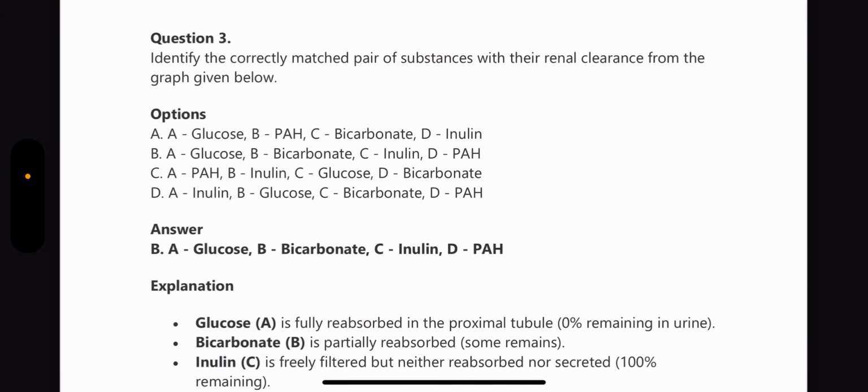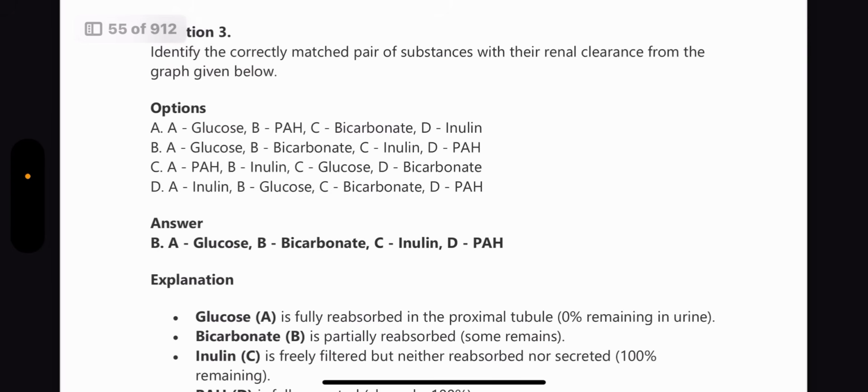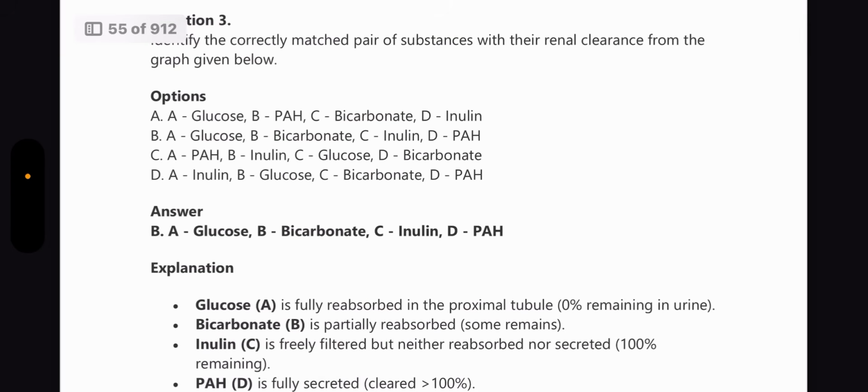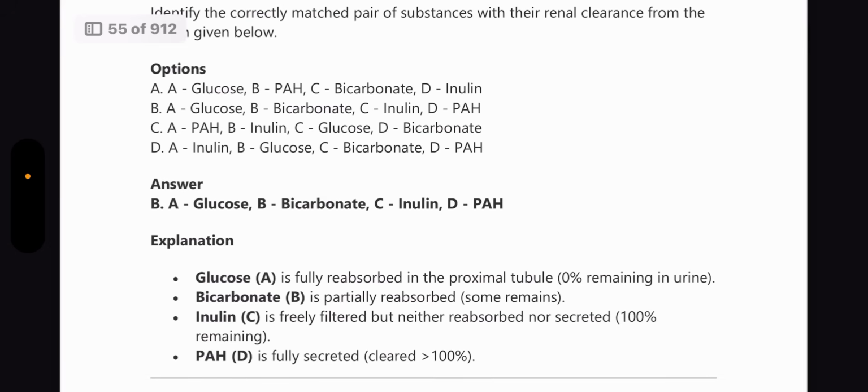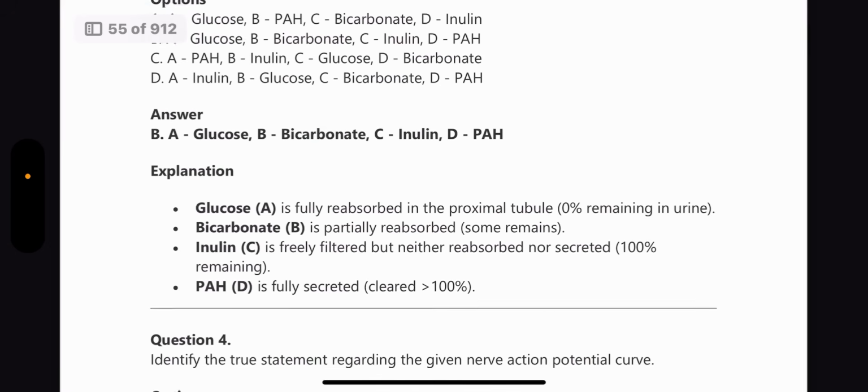partially reabsorbed, there will be some remains, and inulin is completely filtered but neither reabsorbed nor secreted, so there is 100% remaining, and PAH is fully secreted, so it is cleared more than 100%. So there should be a graph as well for better understanding, but this is how it is about the reabsorption.